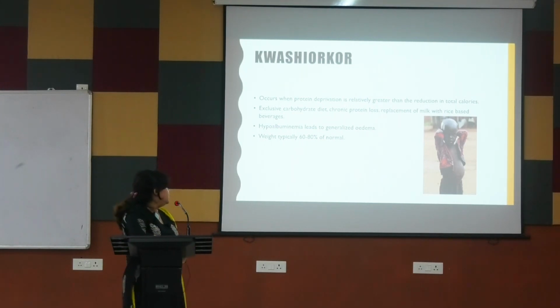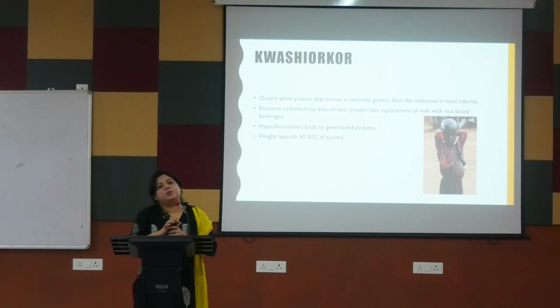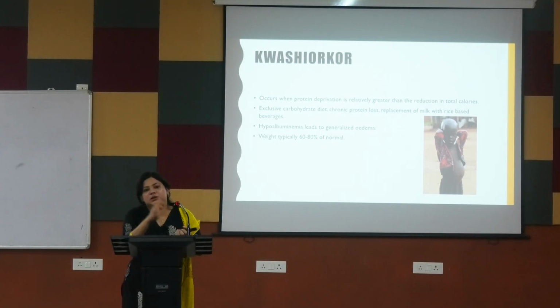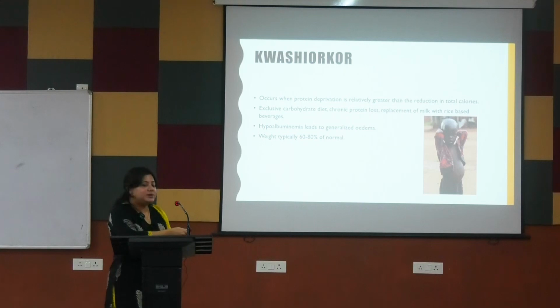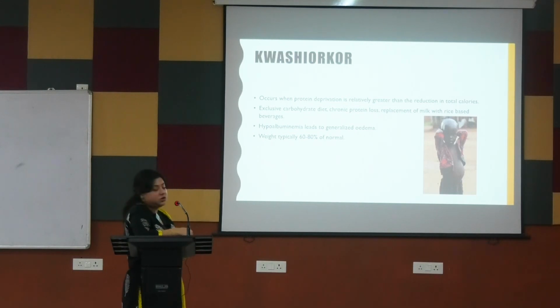And the weight is typically 60 to 80% of normal. Apart from that, there is flaky skin. The skin is patchy in places. There is patchy pigmentation on the skin. Apart from that, the hair becomes lusterless and the melanin is less in the hair also. So they have lighter colored hair. The hair is loose and comes off easily from the scalp. It becomes thin and wispy. This is how you identify a child suffering from kwashiorkor.